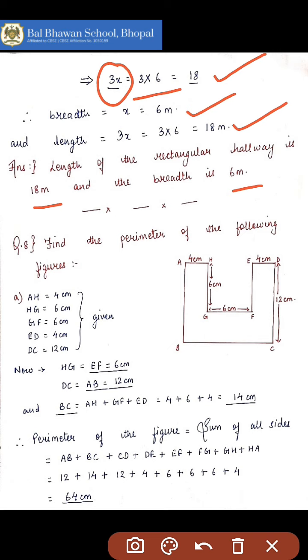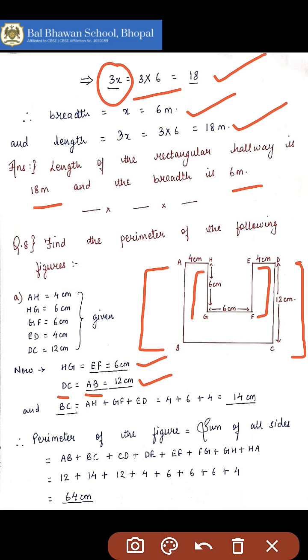Now, as you can see, this DC is equivalent to AB. They both are at the same level of the figure. So we can say that DC and AB are of the same length, that is 12 centimeters. Similarly, we can also say that HG and EF are at the same level. So you can say that both of them measure 6 centimeters.